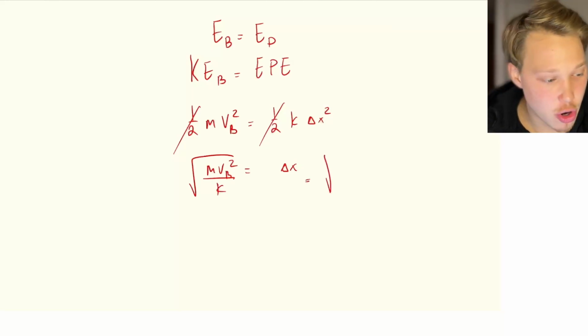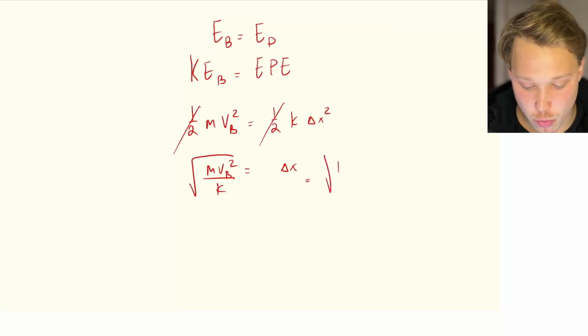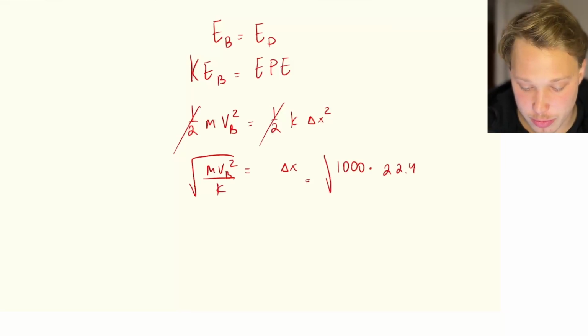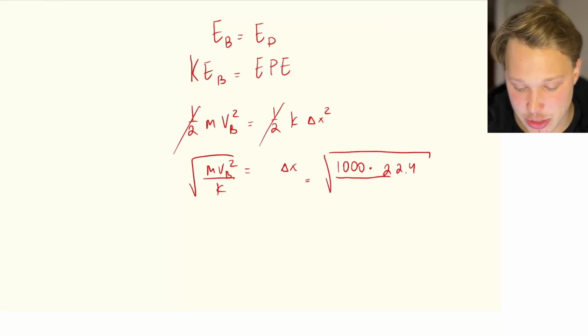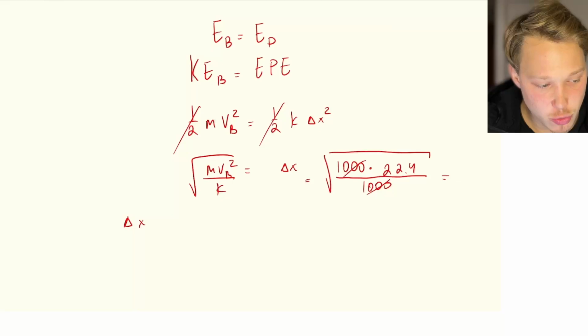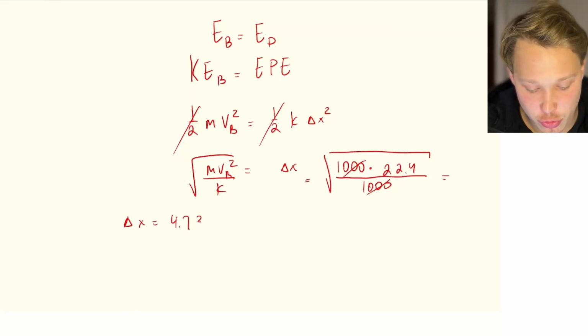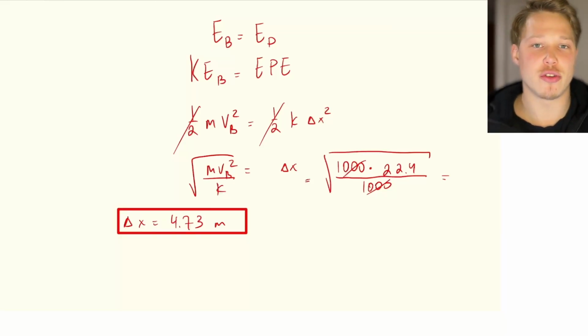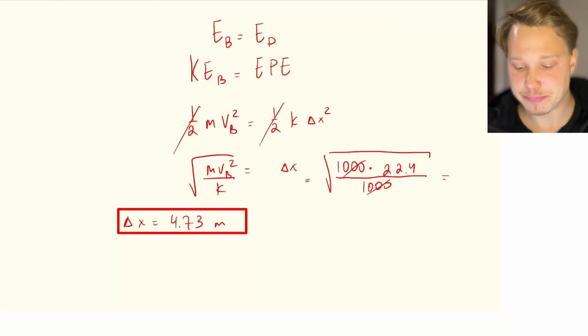So square root of mass, which is 1,000 kilograms from the previous picture. Velocity at point B was 22.4. And k, the spring constant in the question, was given as 1,000. So if you calculate this, you will have 4.73 meters. So now we have become the designers of roller coasters. You can put that on your resume.